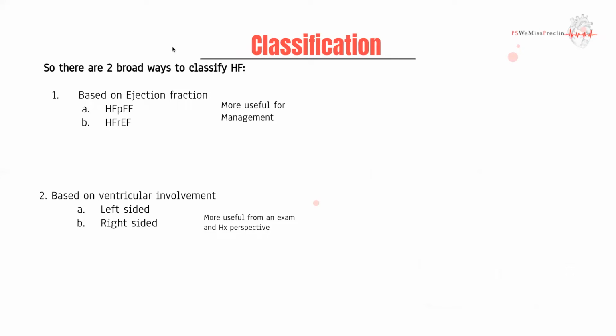So in terms of classifying heart failure, there are two broad ways you can do this. Well, I'm sure there are more than two, but the two main ones. You can either classify this based on the ejection fraction, and this can either be HFpEF or HFrEF, standing for heart failure with preserved ejection fraction and heart failure with reduced ejection fraction. Now, this is more useful in terms of dictating management. However, an approach that's more pragmatic for history taking and examinations is going to be based on ventricular involvement. So is this left-sided heart failure or is this right-sided heart failure?